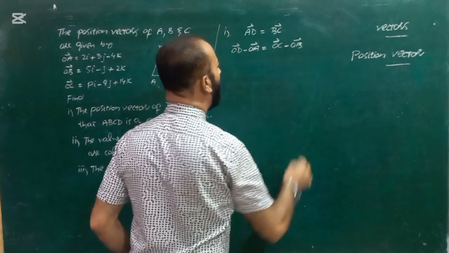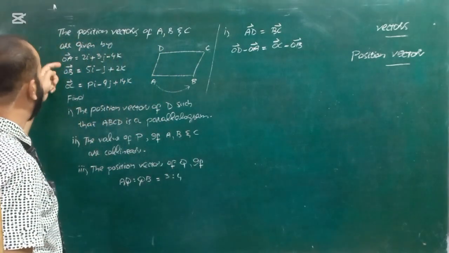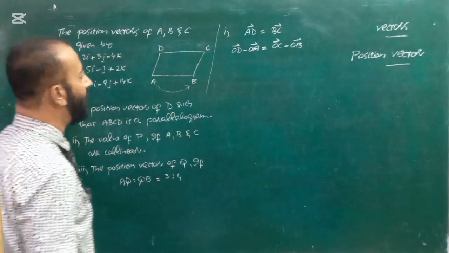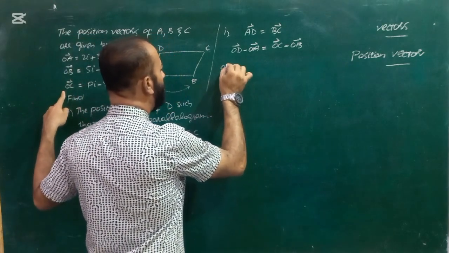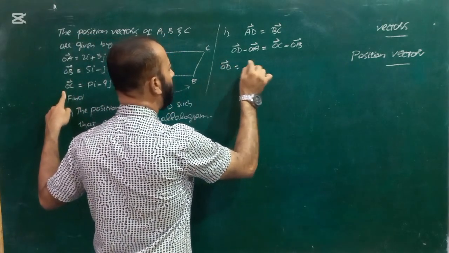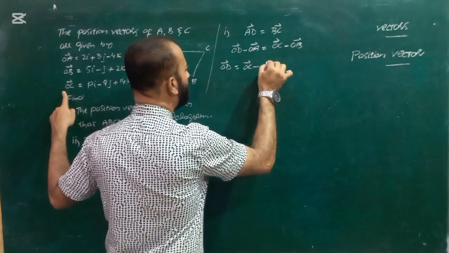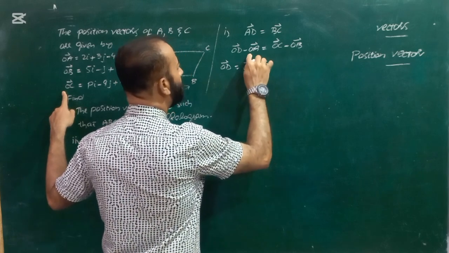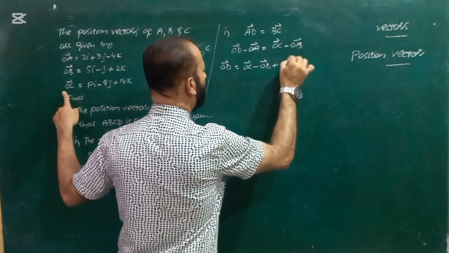So after this you will apply the values because OA, OB and OC values are given. So from here you can see OD will be equal to OC minus OB, and this will go to the right side, it will become positive, so plus OA.